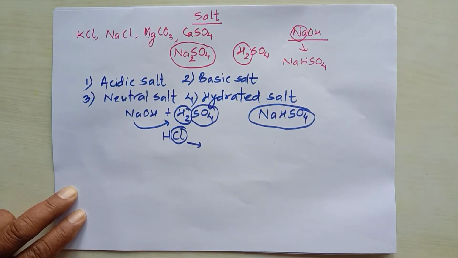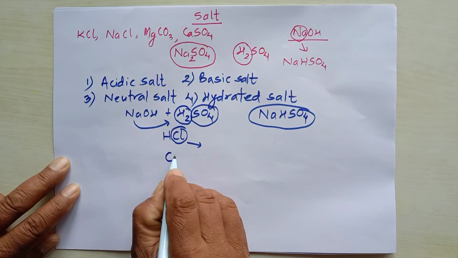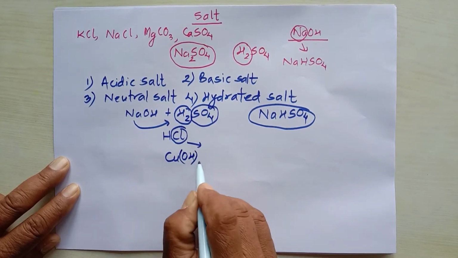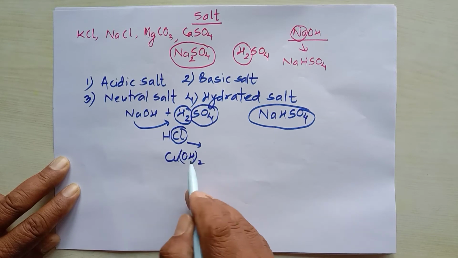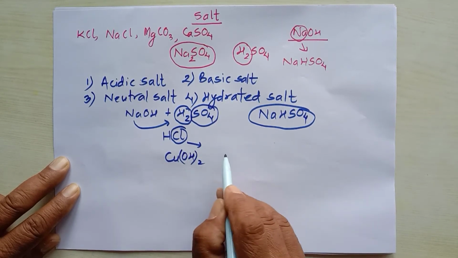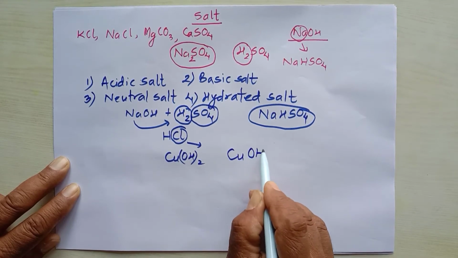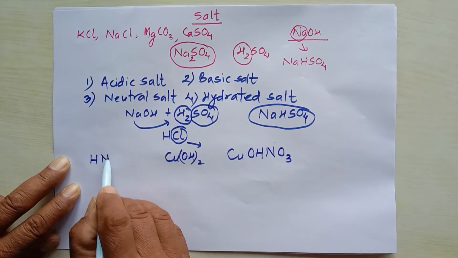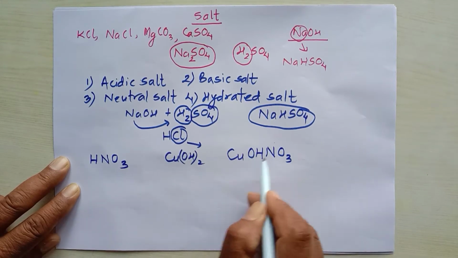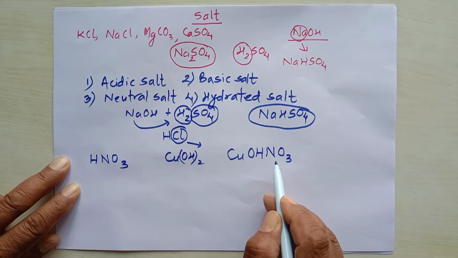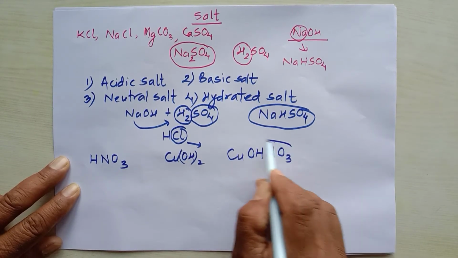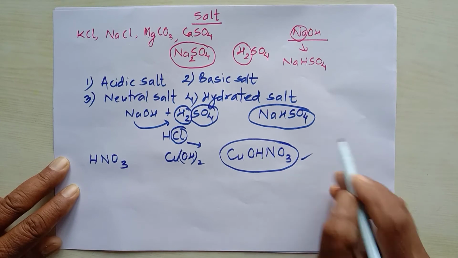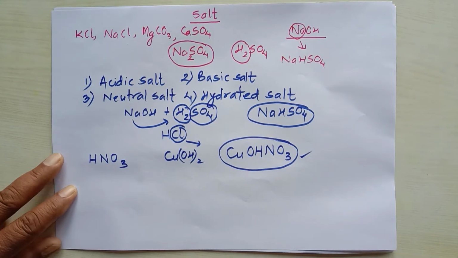We can take one example of this. Just for example, let's say we have copper hydroxide. This is a base, and from this base, if hydroxyl is displaced, and it is reacting with nitric acid, HNO3, and if this hydroxide is partially displaced by this nitrate radical, then it forms what? This compound. And in this compound, hydroxyl is partially displaced and a salt is formed, and that's why this is called a basic salt.